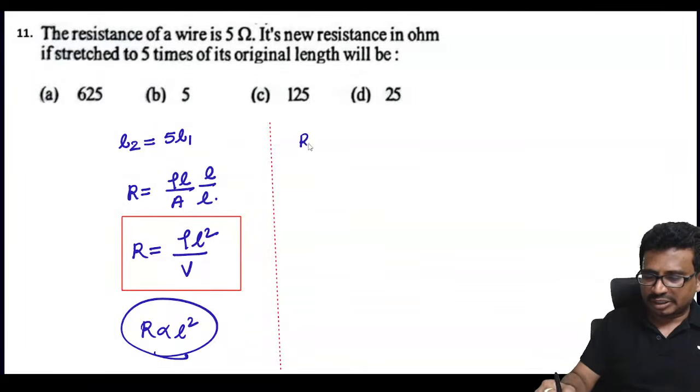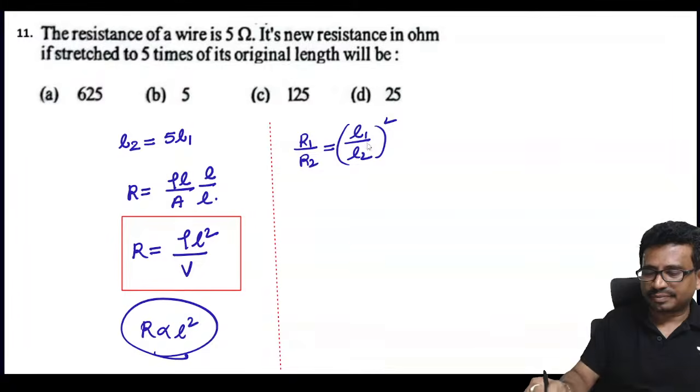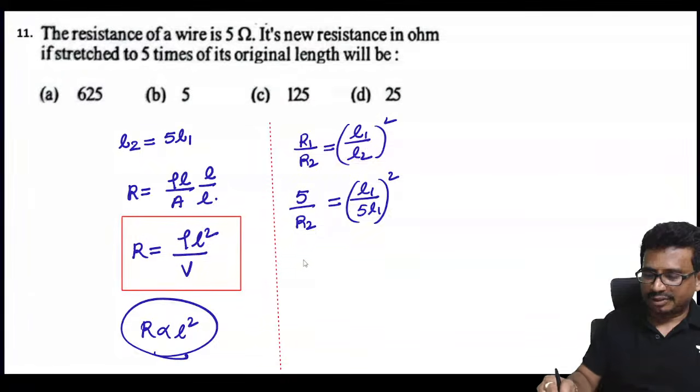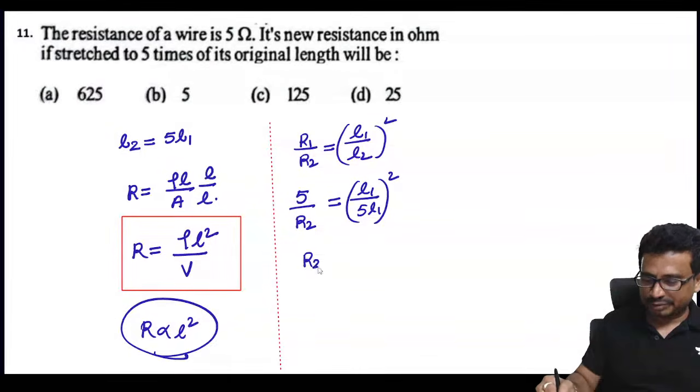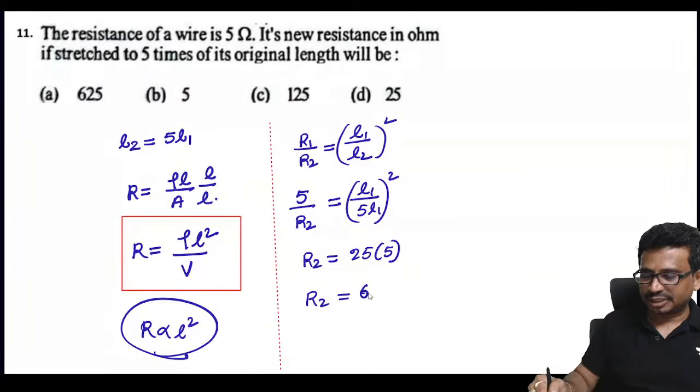From this, tell me now, R1 by R2 will be equal to (L1 by L2) whole square. Then R1 is 5 and R2 we need to get, and L1 value is L1, so L2 value is 5 L1, whole square. So this I will get, 5 square. So R2 will come to be 25 into 5, which will be 625 ohms.